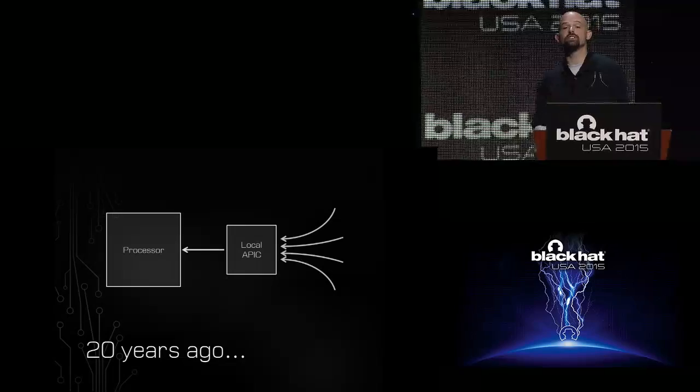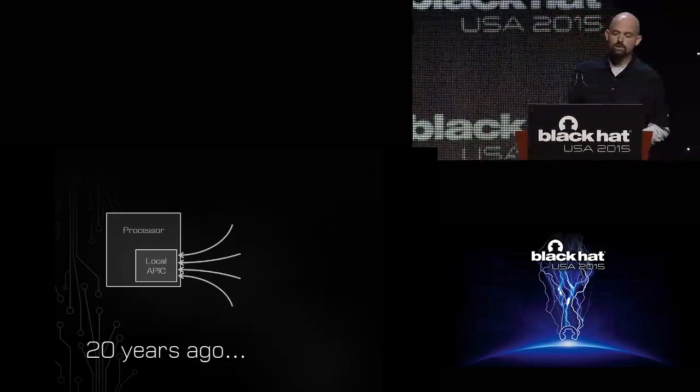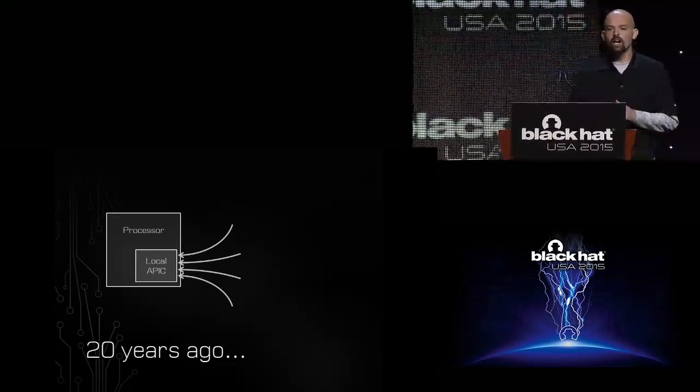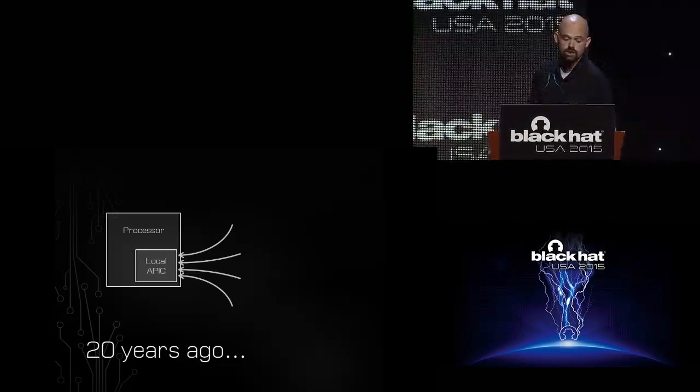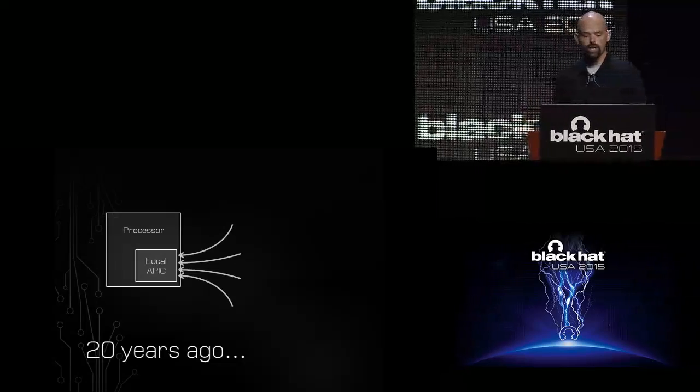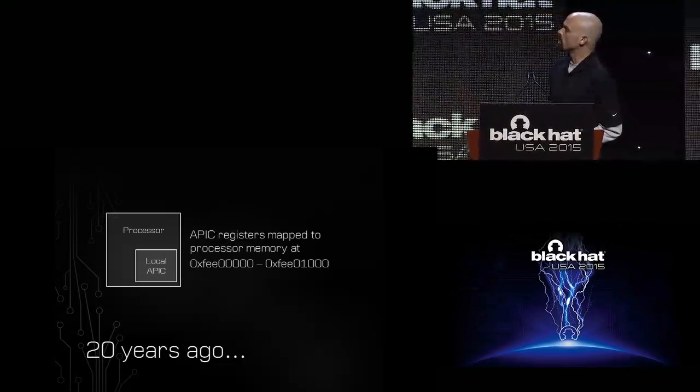But that was sort of an inefficient design. So 20-some years ago, Intel moved the local APIC onto the processor itself. It moved the local APIC into the actual silicon that the processor was using. And that had a lot of benefits. It's way more efficient and cheaper to manufacture things this way. And it also opened up a unique opportunity.